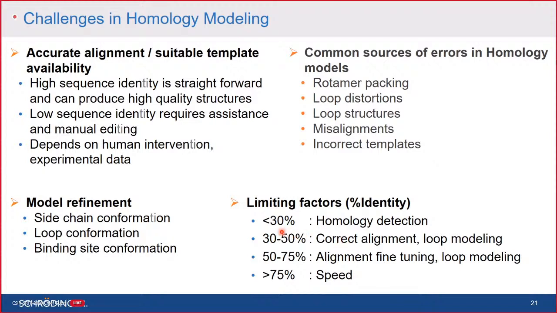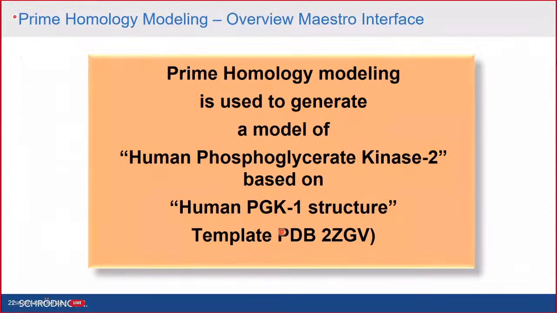But if it is less than that, then all things come into the picture: at each and every step you need to critically analyze your model. You need to check each and every section of your particular model, which loop is deviating, how it is behaving, which part of your structure is good enough, which part is not good enough, and how to solve it. These are the things you need to think of while generating a homology model.